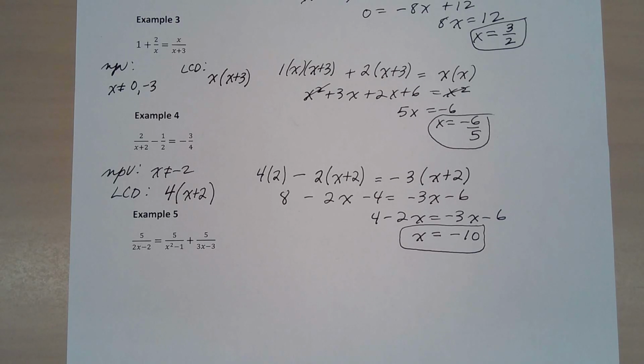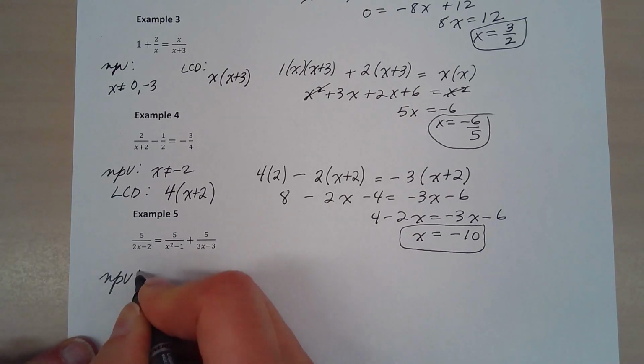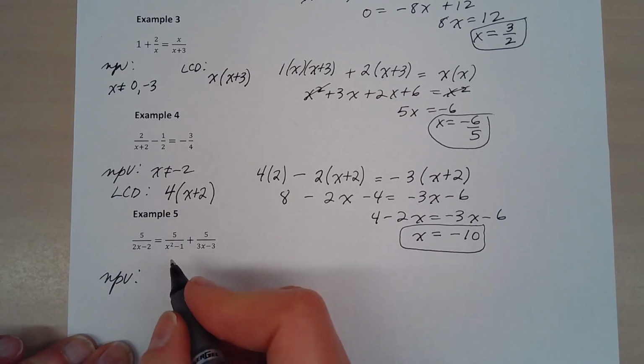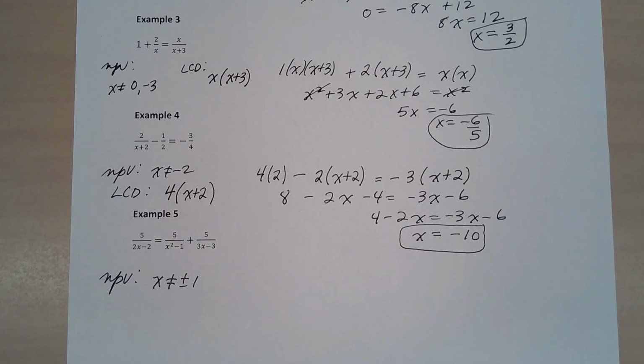Okay, who wants to give me some non-permissibles? Positive and negative 1. Agreements? Did you do anything, Eduardo, before you figured out your non-permissibles, or did you just set everything equal to 0? Factored everything. Yeah, I think factoring's the key here, right? Anytime you can factor, you want to, because that also helps you figure out your LCD, right?